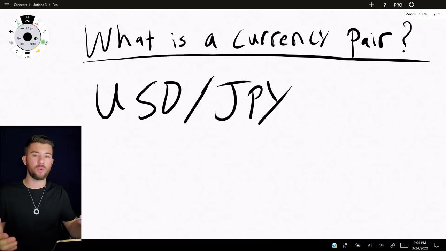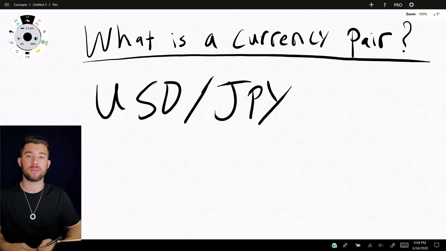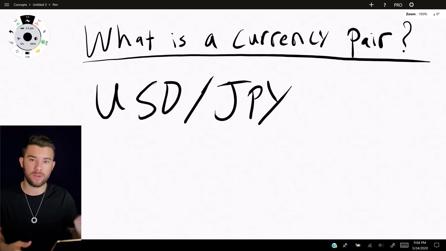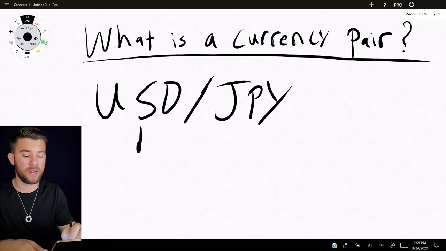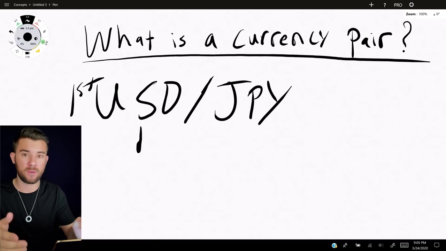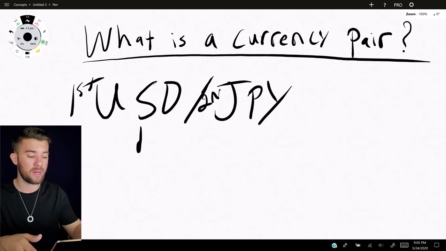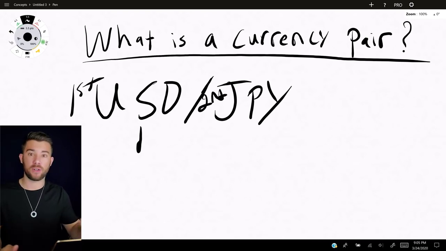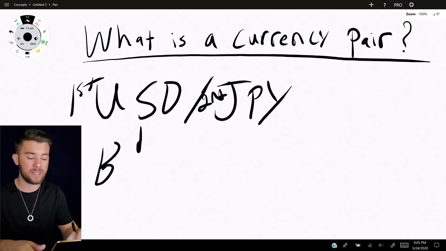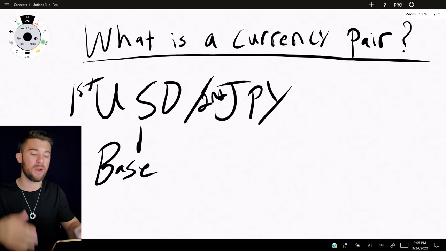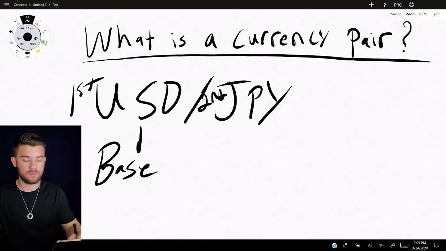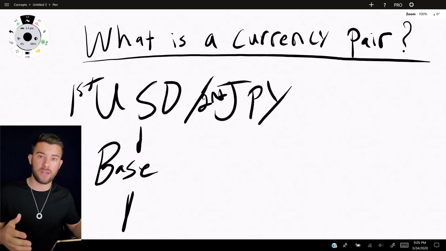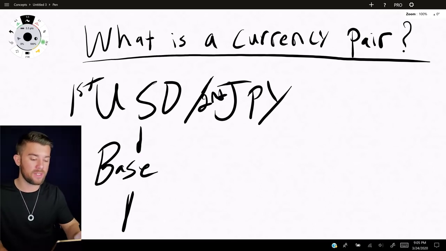With the dollar yen, which one of these pairs is a base pair? Is it the dollar or the yen? Hopefully you said the dollar, right? Because the dollar is the first pair in the equation. The yen would be the second pair in the currency pair. So with the dollar being the first pair, that means it is the base currency of this currency pair. With it being the base currency, what's its value always equal to? 1. When you're looking at the valuation of a currency, this value is always going to be equal to 1.